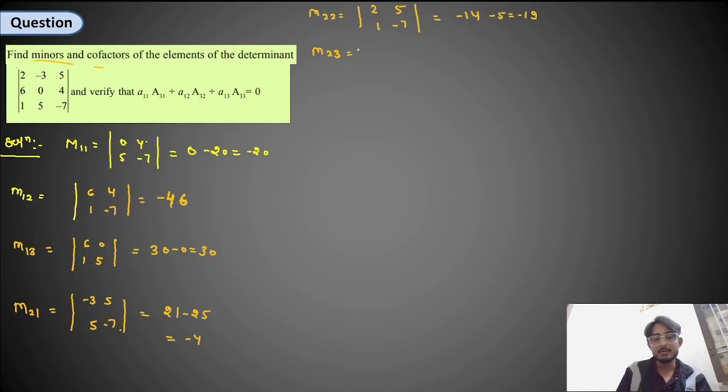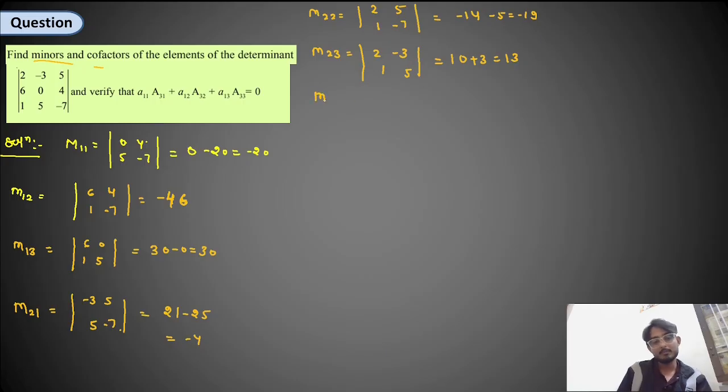M23. Second row and third column. When you eliminate the second row and third column, you will get 2, minus 3, 1 and 5. 2 fives are 10 and 3 ones are 3. 10 plus 3 equals 13.